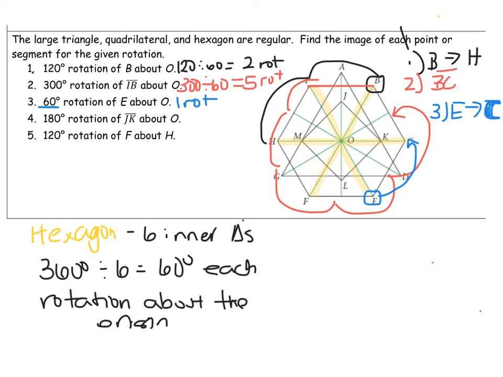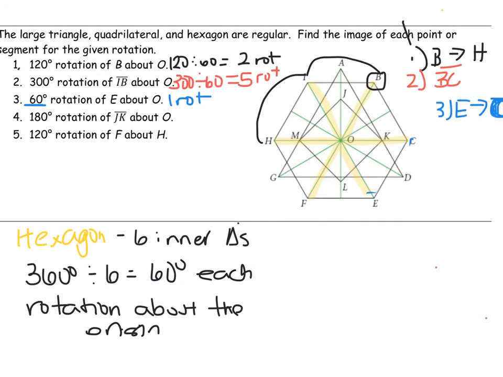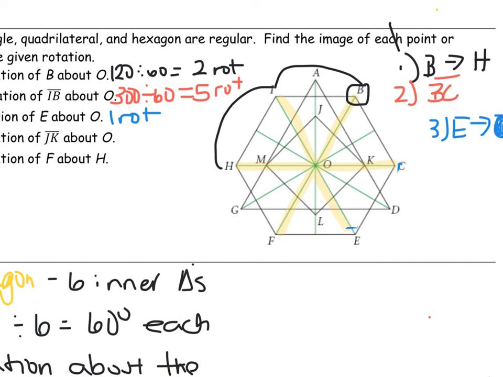Number 4, 180-degree rotation of JK about O. So now for JK, I'm going to erase some of this stuff here so we can see it, because JK is that quadrilateral in the middle. So it's not erasing everything, but it's erasing most of the stuff. Okay, so let's go back over here. So JK is this line segment right here.